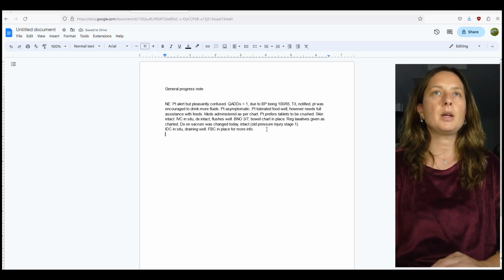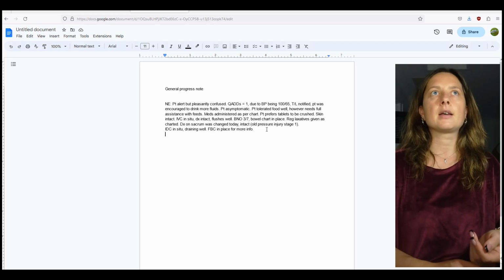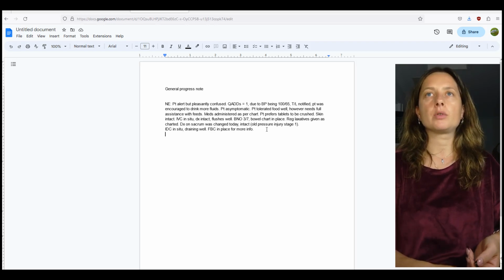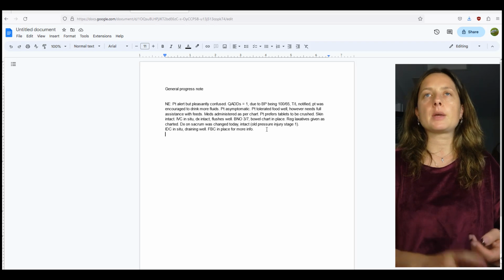Sometimes people have slings. You can say sling on a right leg in situ. Yeah, you can say that. In situ, patient likes to keep it on while in bed, or patient takes it off while sleeping, for example.